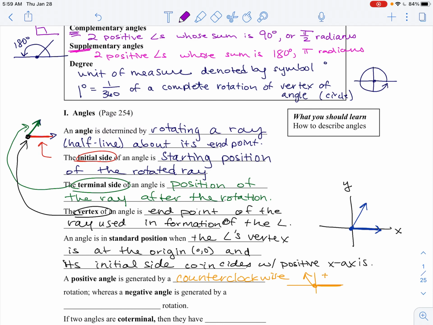where a negative angle is generated by a clockwise rotation. So if I have this as my origin, here's my initial side, my standard on the x-axis. To go clockwise from there, I would show that the angle goes this way, and that's a negative angle. And again, this one is positive, because from standard position it goes counterclockwise, where this one was going clockwise.